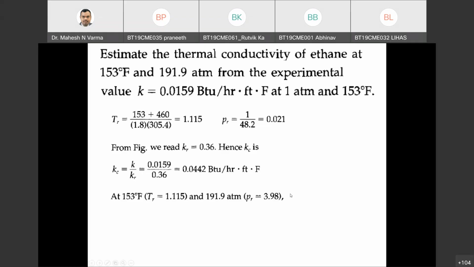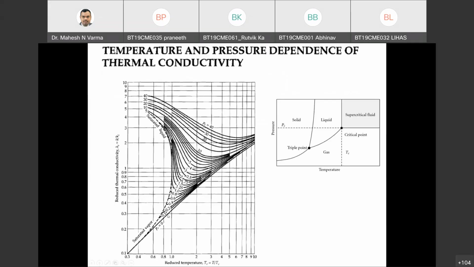Now I will go again to the graph. The temperature is the same, 1.1, so the vertical axis will be the same, only the horizontal axis will be changing. So I will follow the same line which we have followed. Somewhere here it was. So I will follow and go to 3.9 or 2.9. It is 3.9. So somewhere here it should be.